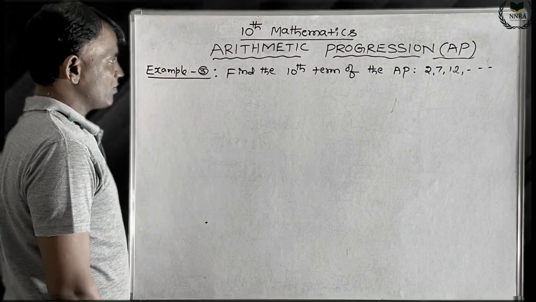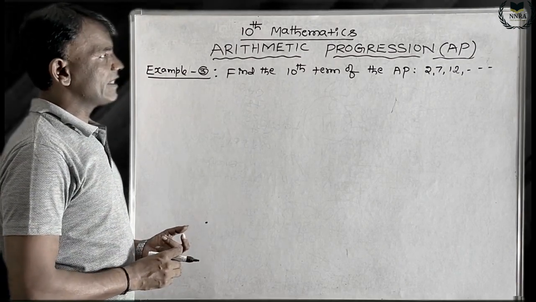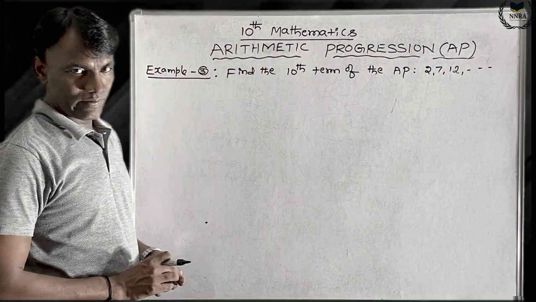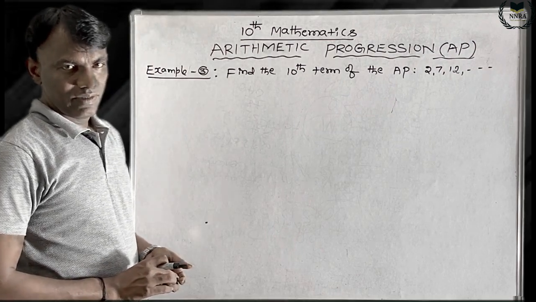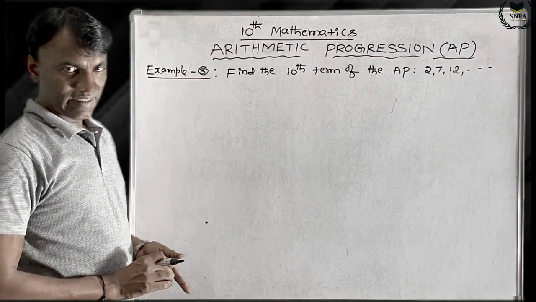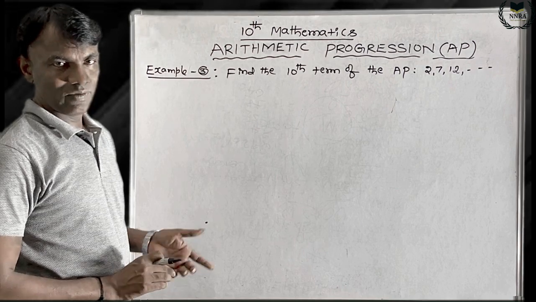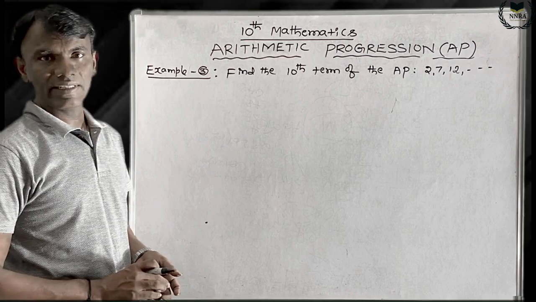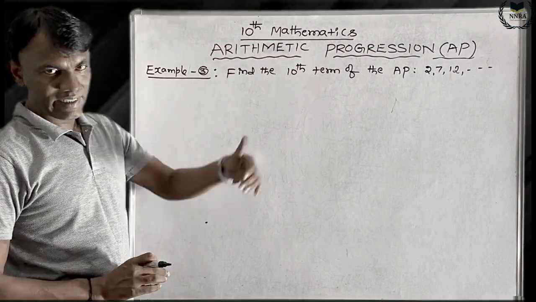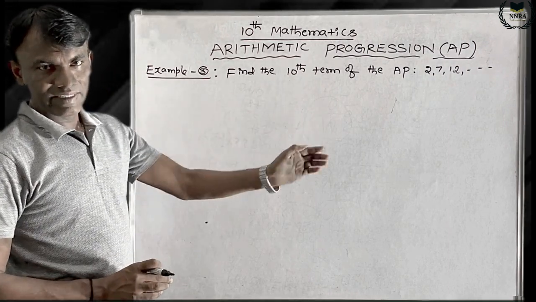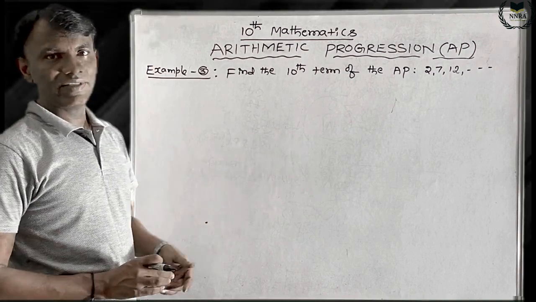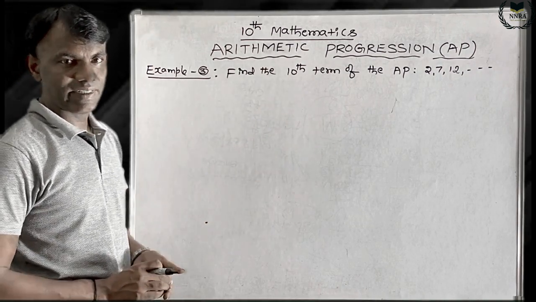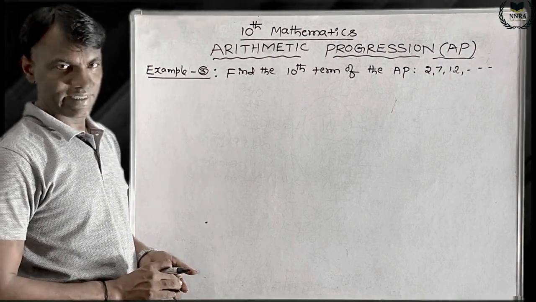Now this is the third example. Find the 10th term of the AP 2, 7, 12, and so on. We want to find the 10th term, that is a10. Now we know very well the general term standard formula, correct? Either nth term or general term. So first we write the given data, after that we write the nth term formula, then we substitute n equal to 10. After substituting all the values, we get the required 10th term of the given arithmetic progression, right?